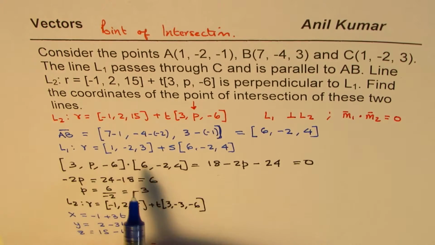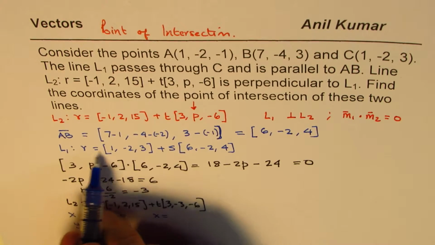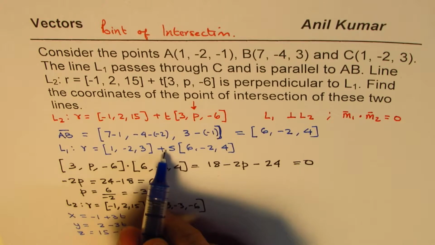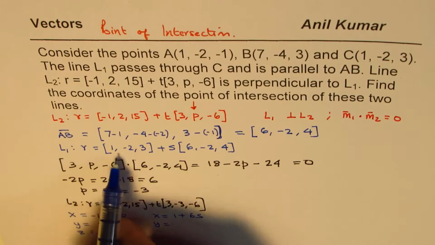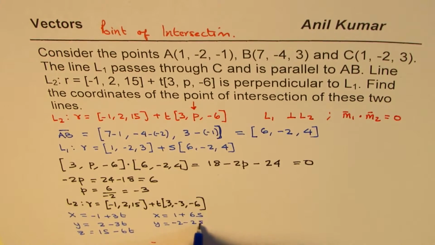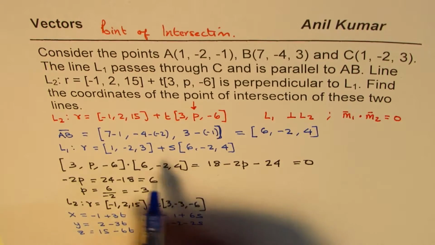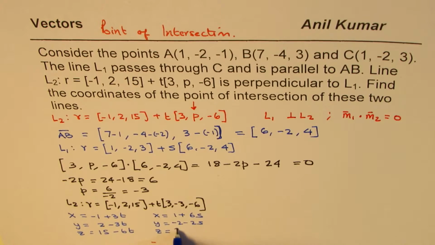So that is for L2. For L1, we have x equals 1 + 6s, y equals -2 - 2s, and z equals 3 + 4s.